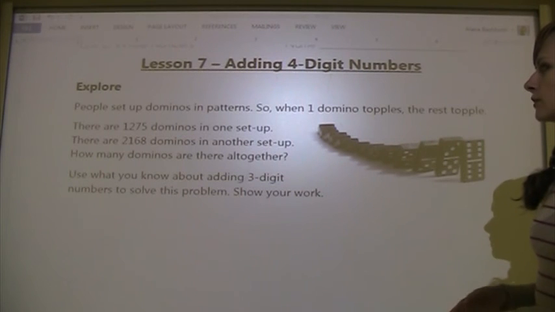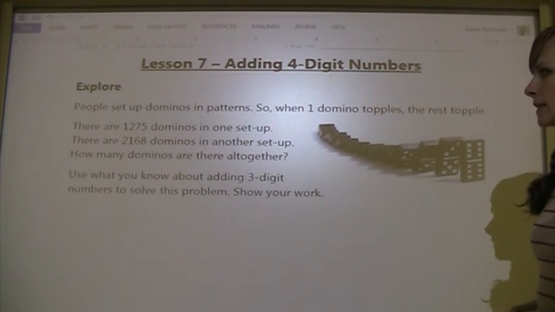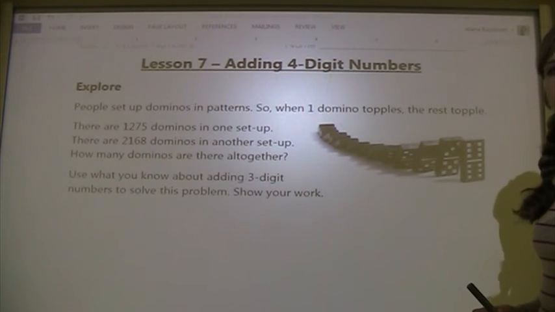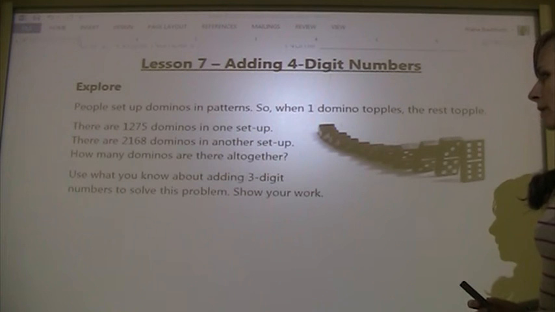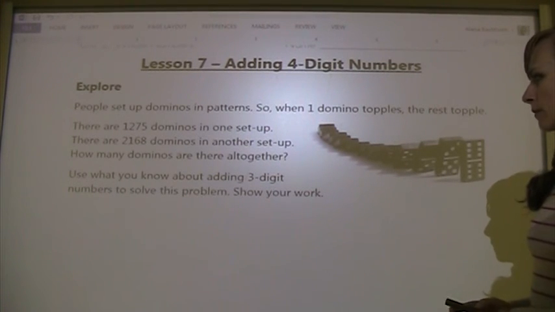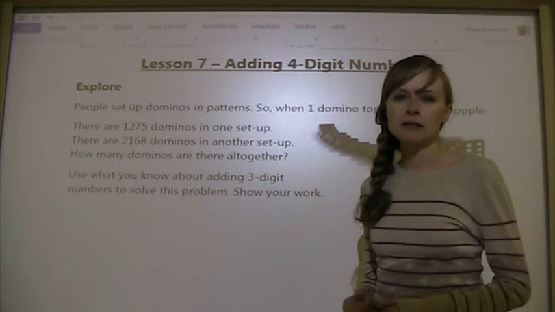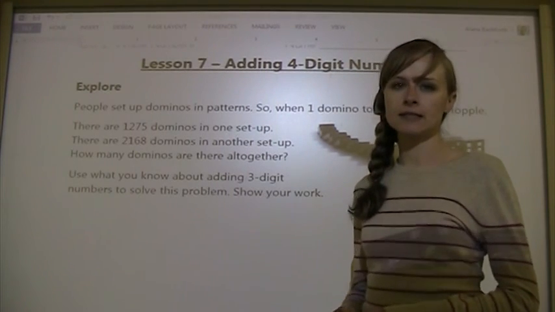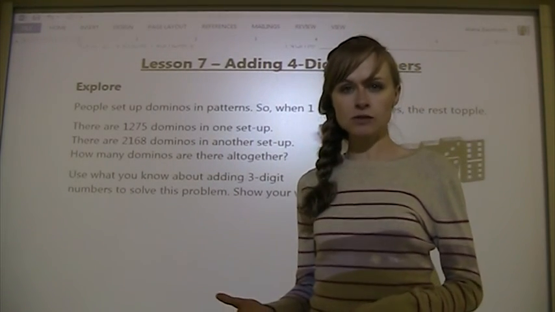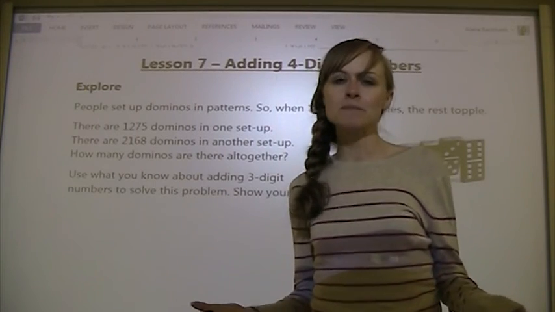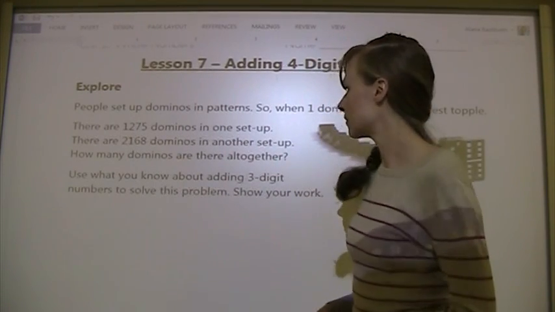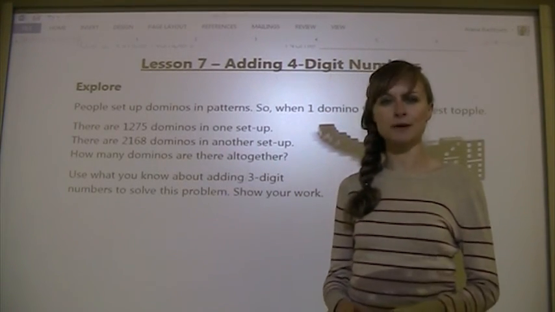There are 1,275 dominoes in one set. There are 2,168 dominoes in another set. How many dominoes are there altogether? Use what you know about adding 3-digit numbers to solve this problem. Show your work. Think back to the strategies that we used in the last lesson, either adding from left to right or adding from right to left, and see if you can figure out how many dominoes they had altogether. Pause the video now.